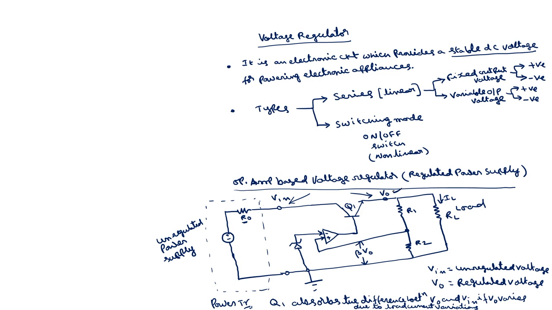So whenever V naught changes, the difference between V naught and V in will be absorbed by Q1. In addition to that, Q1 also acts as an emitter follower, so that it will supply sufficient current to the load.